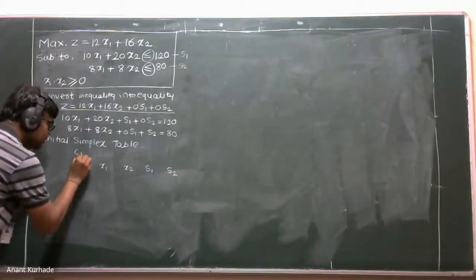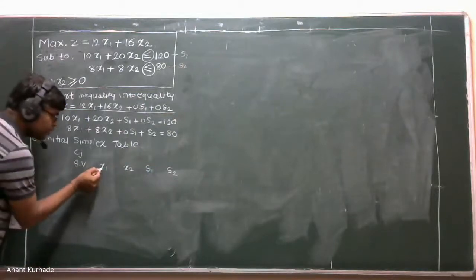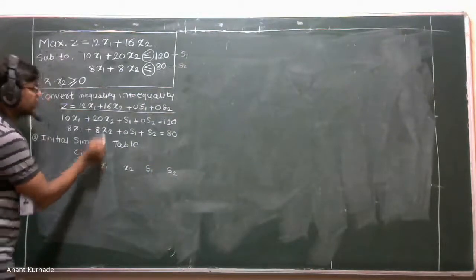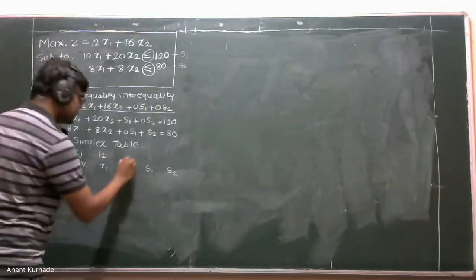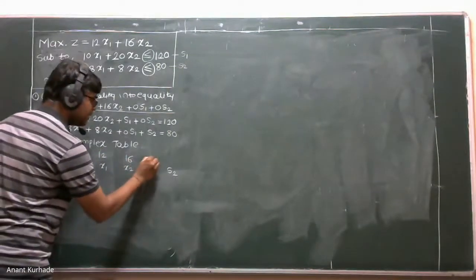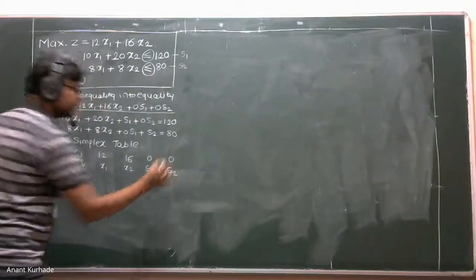That means the coefficients of the variables from the objective function. So what is the coefficient of x1 in the objective function? It is 12. Here it is 16. Here it is 0. Here it is again 0.